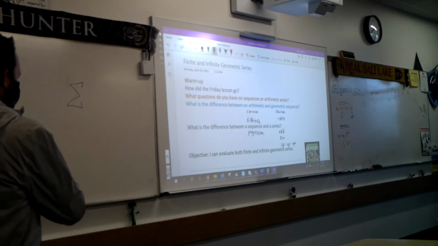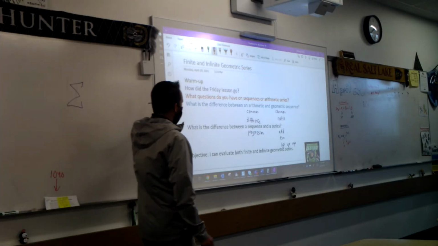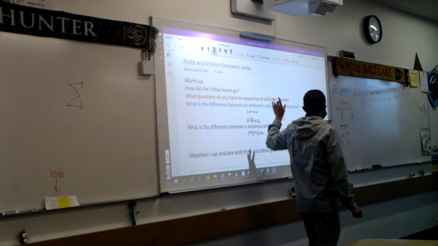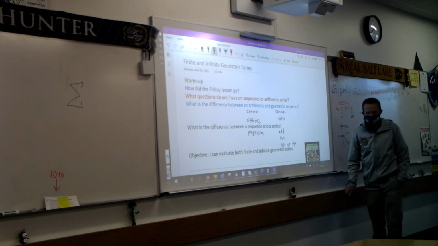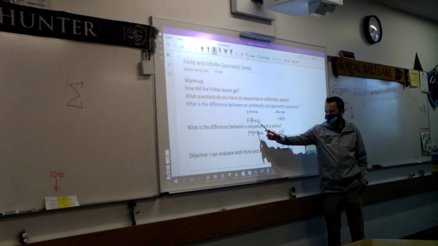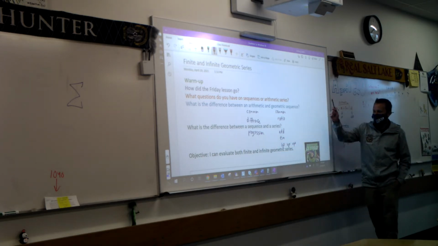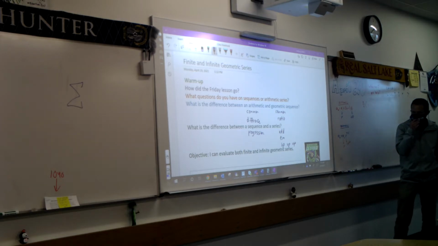Alright, so there is our warm-up. We talked about the difference between arithmetic and geometric. One has a common difference, one has a common ratio. We talked about the difference between a sequence and a series. A sequence is a progression, and a series, you're adding up the sequence, okay?